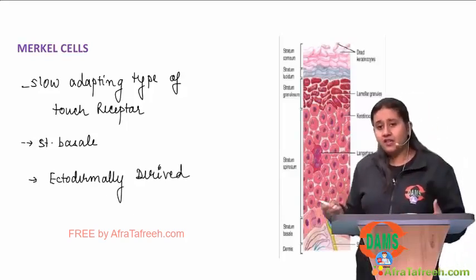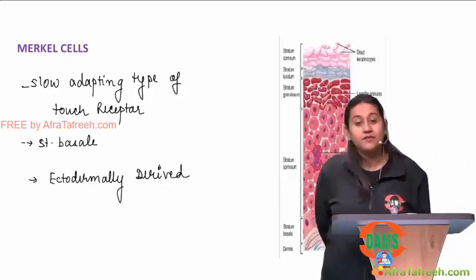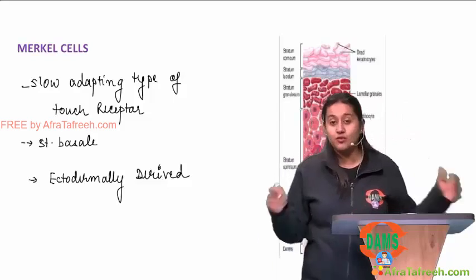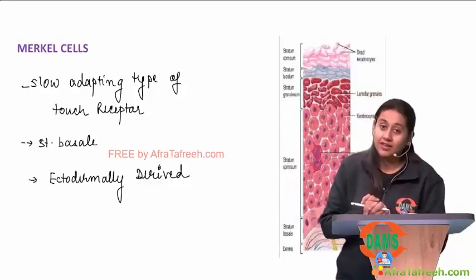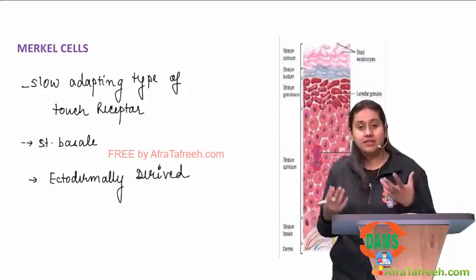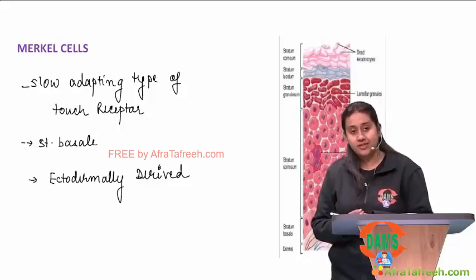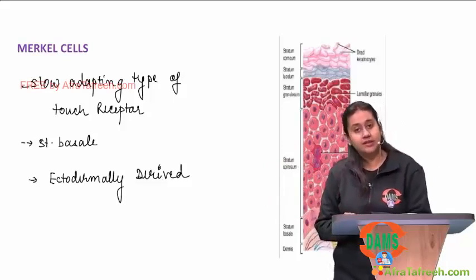And if I ask you a question, if Merkel cell is slow adapting, can you tell me what is the fast adapting touch receptor of your skin? Very nice, you all are right. It is the Meissner's corpuscle, which is the fast adapting. Merkel cell is a slow adapting type of touch receptor, it is ectodermally derived, and it is located in the stratum basale.